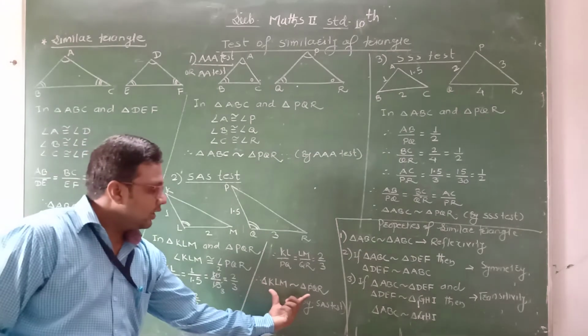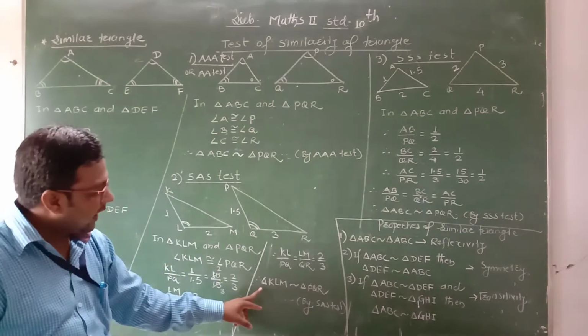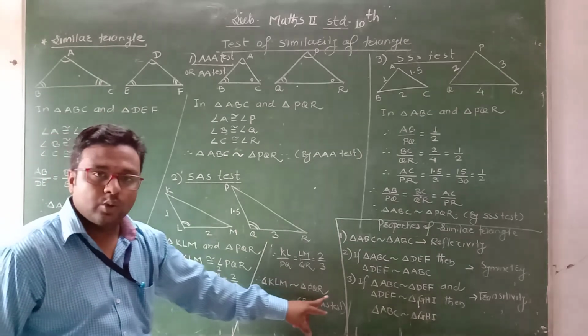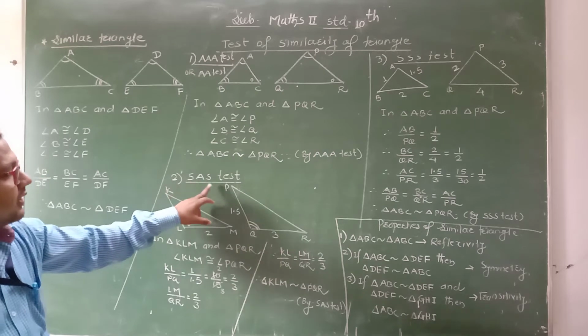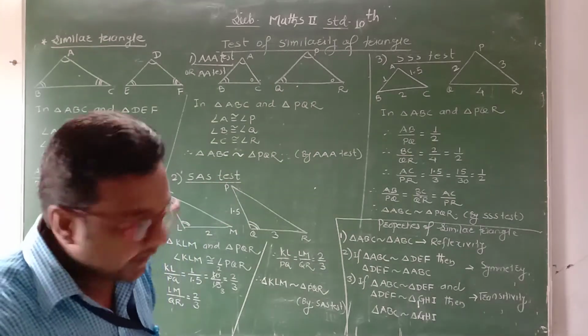Then these two triangles are similar by the side angle side test. Therefore, triangle KLM is similar to triangle PQR. Okay. This is which test? Side angle side test. Clear? Now see the next test for the similarity of the triangle.